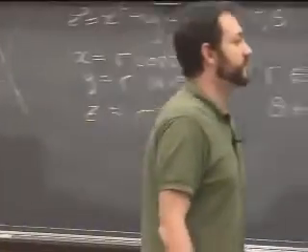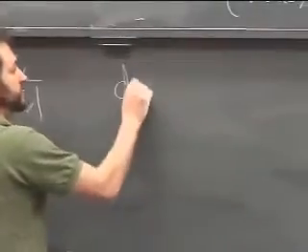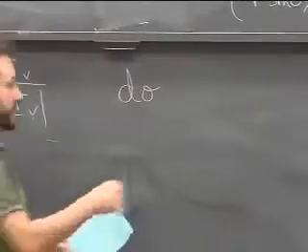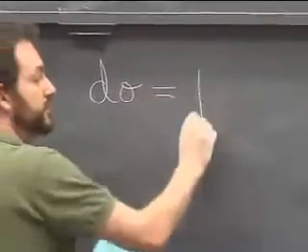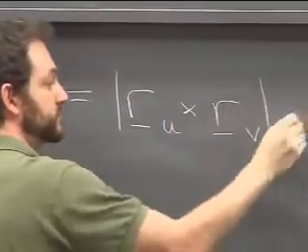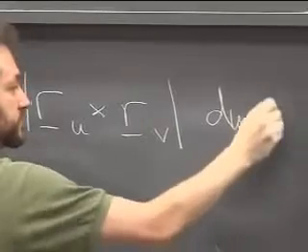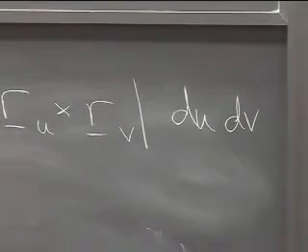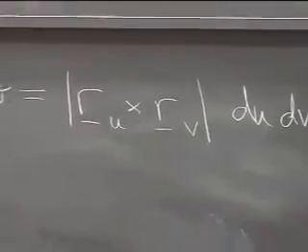So not only do you have this, but you have the lovely formula for d sigma, which is much, much nicer than the formula that we have had before. The formula we had before becomes this. It's just this du dv. So those are two things well worth learning.